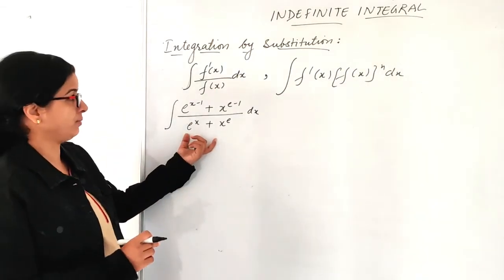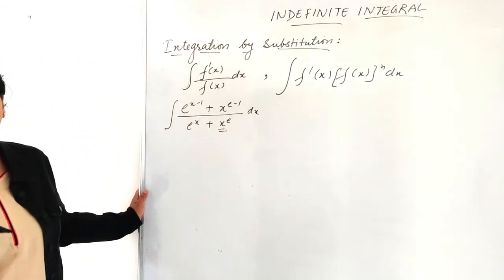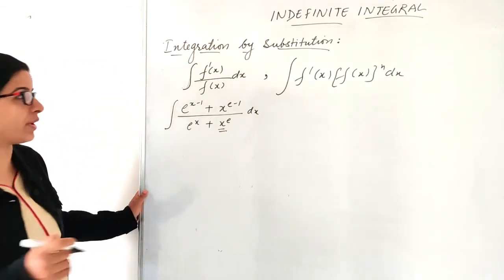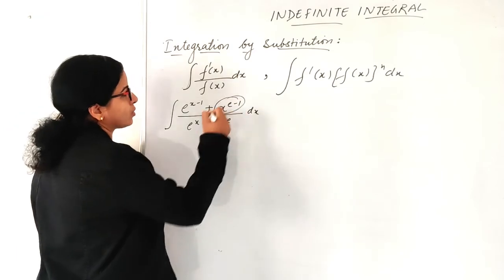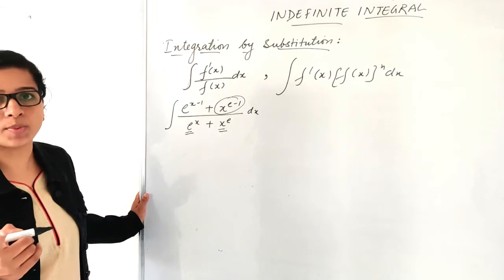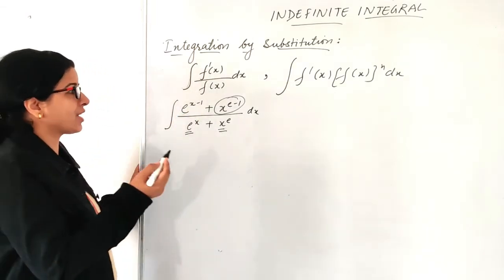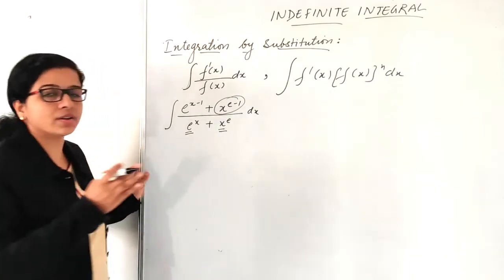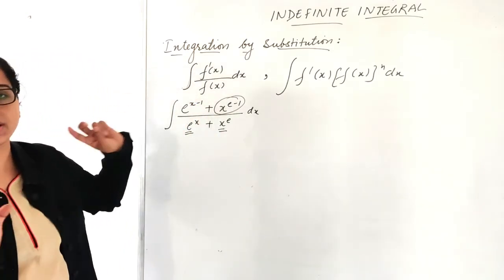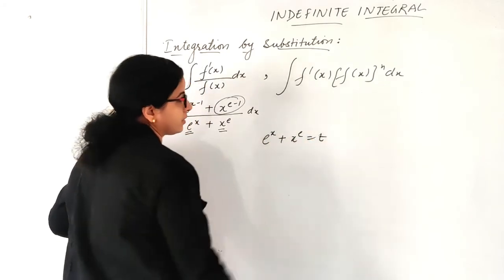Let us take this question. See, what is the differential of x raised to the power e? It is e x raised to the power e minus 1, right? So I am getting here something like x raised to the power e minus 1. Differential of e raised to the power x is e raised to the power x. I am getting here e raised to the power x minus 1. So let us take it out. If we can take something common out of the derivative, and if we get it in the numerator, then e raised to the power x plus x raised to the power e is equal to t.